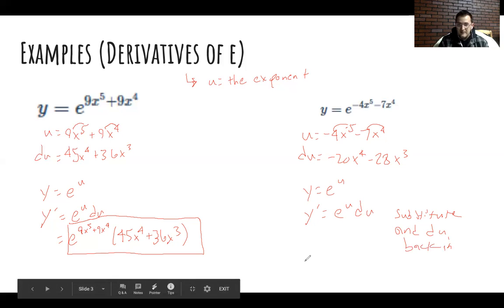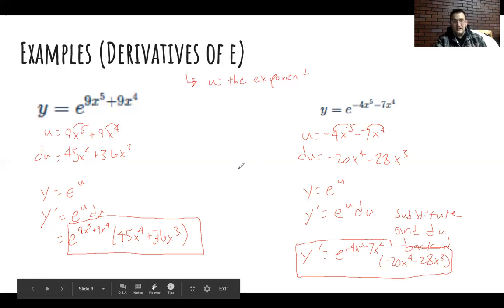And I get that y prime is equal to e to the negative 4x to the 5th minus 7x to the 4th. And then my du would be negative 20x to the 4th minus 28x to the 3rd. And that is my y prime.